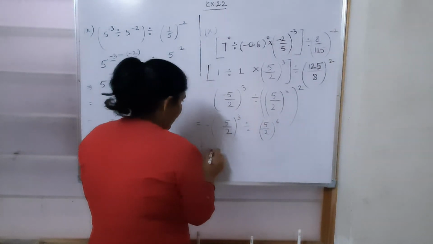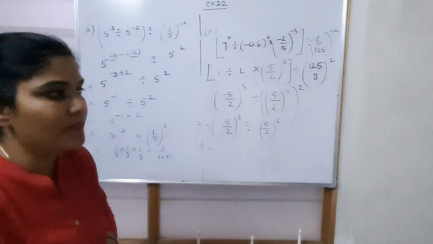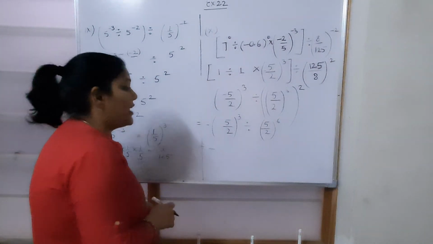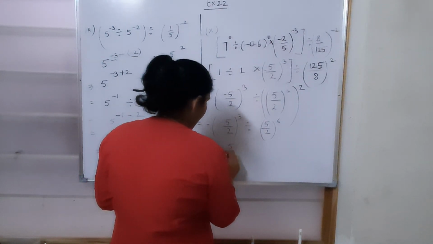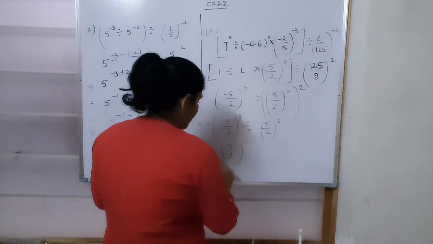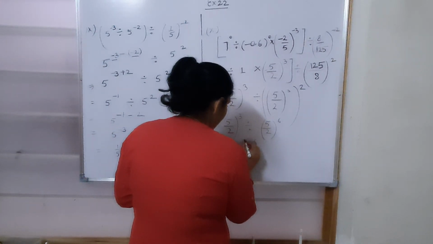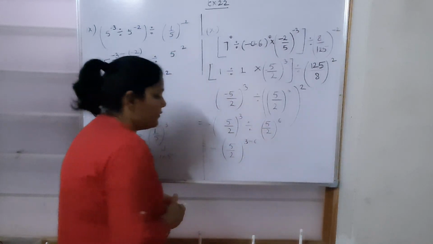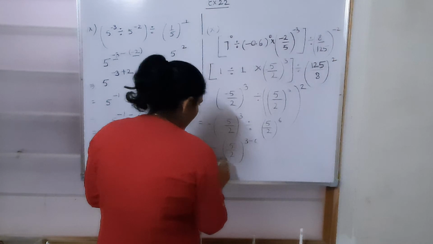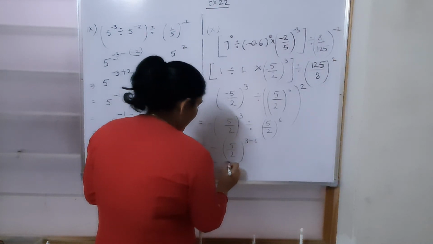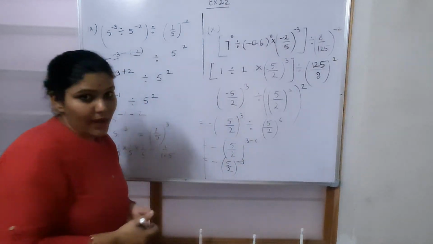Now what we have to do again, because divide sign is there, bases are same. Bases are same and divide sign is there. So it means we will subtract the powers. So first power minus second power. So this is going to be what? 3 minus 6 will be what? Minus 3.